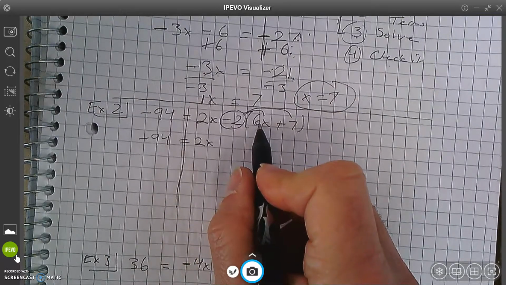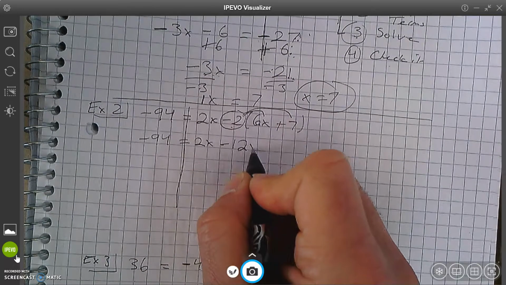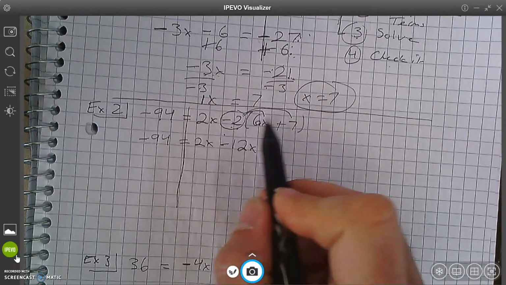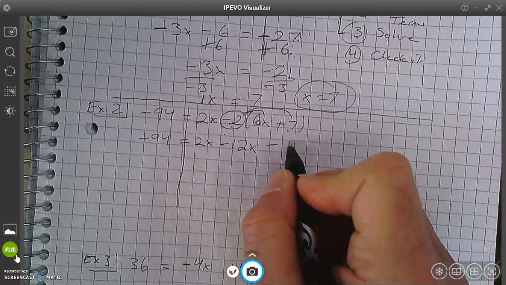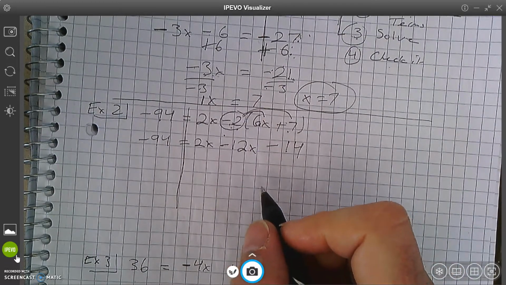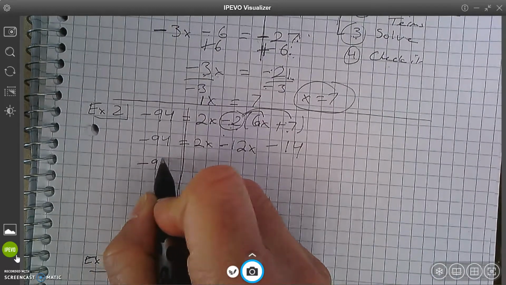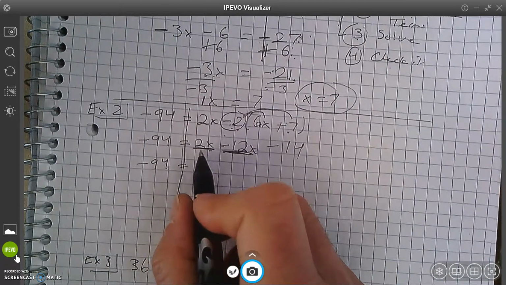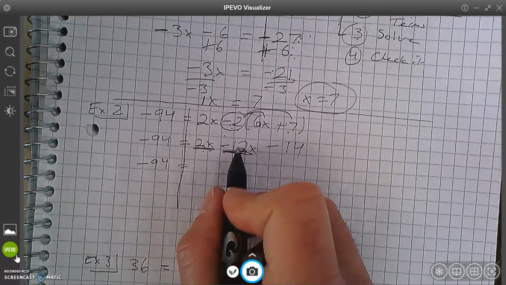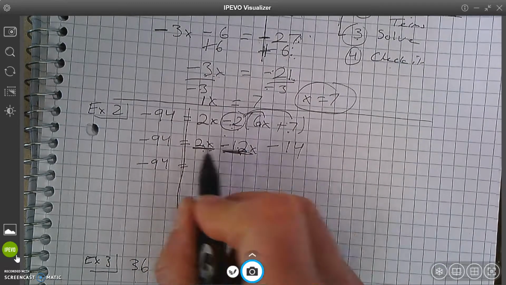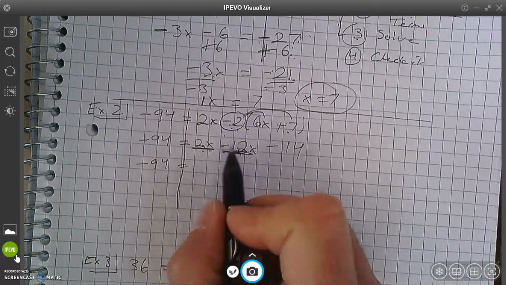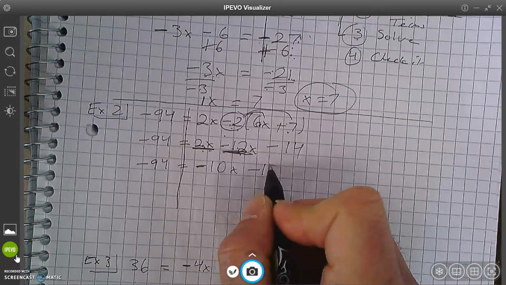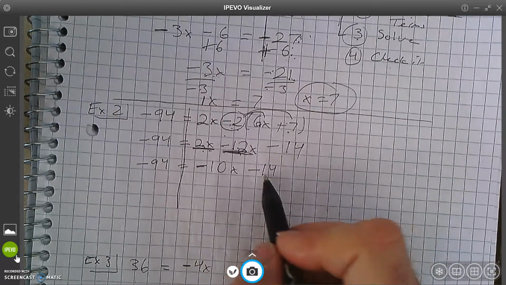Now, negative 2 times 6x is negative 12x. Positive times negative is negative. Negative 2 times 7 is negative 14. Okay, cool. Negative 94 equals 2x minus 12x. Well, 12 minus 2 is 10, but 2 minus 12. If I have $2 and I lose 12, that means I'm negative, right? I'm down $10. Minus 14. Copy that down. That's not a like term. I'm not combining it.